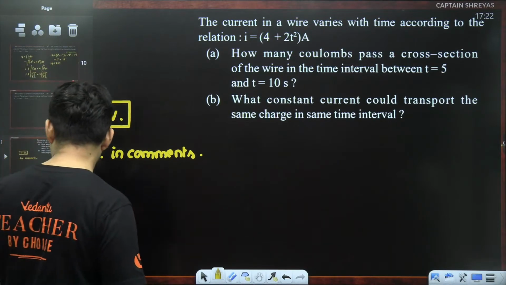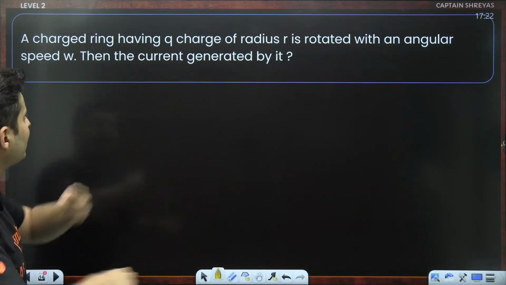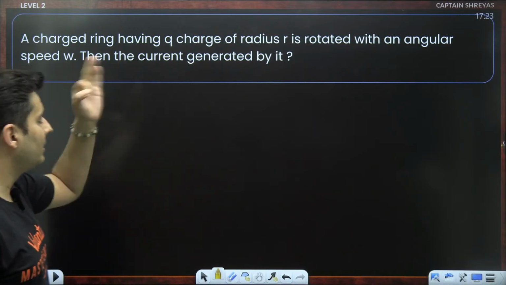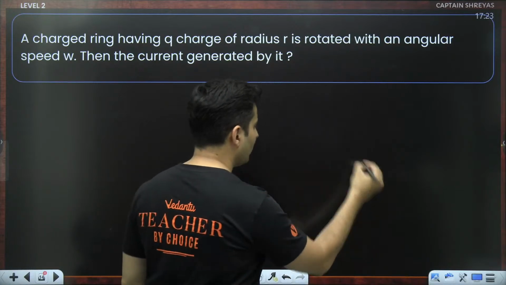Okay, great. Moving on to the next question on your screen. A charged ring having a charge of radius r is rotated. What is the current generated by it? Interesting question, my dear students. Let's have a look at it.